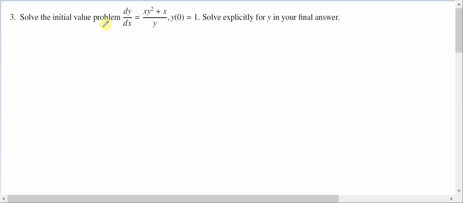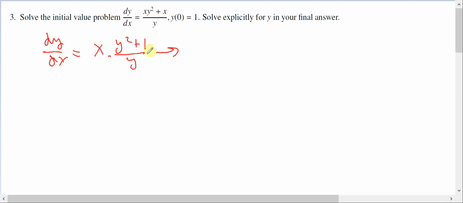Number 3, we've got an initial value problem given here. We want to solve this differential equation and then solve for y explicitly. So looking at this one, I can see I can factor that x out, and so this will be separable because I can write this as dy/dx equals x, factoring it all the way out of that fraction, times 1 over y squared plus 1. And so that's separable. I've got the y's and the x's separated.